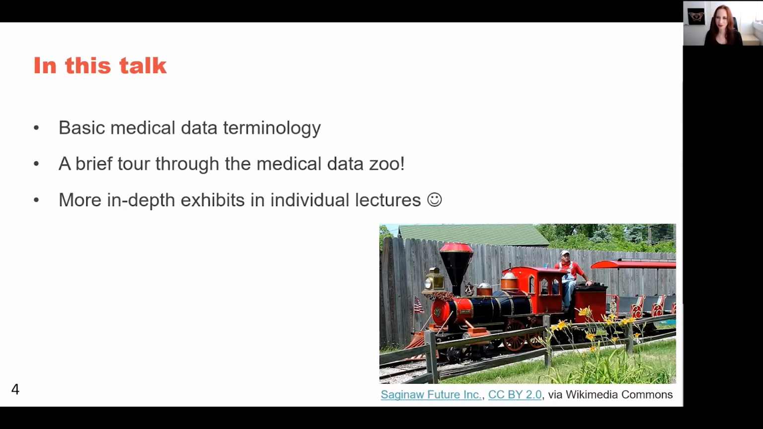In a way, it will be like a brief tour through the entire zoo of medical data, because there's many modalities and there's only 25 minutes for me to talk. It will not be very detailed on all of them, right? So if you're in an actual zoo, you sometimes have these trains that take a little tour around the park. That will be my talk, right? And if you're interested in any more details, then there will be more in-depth exhibits in the individual lectures, okay? So think of my talk as a little train ride through medical data.